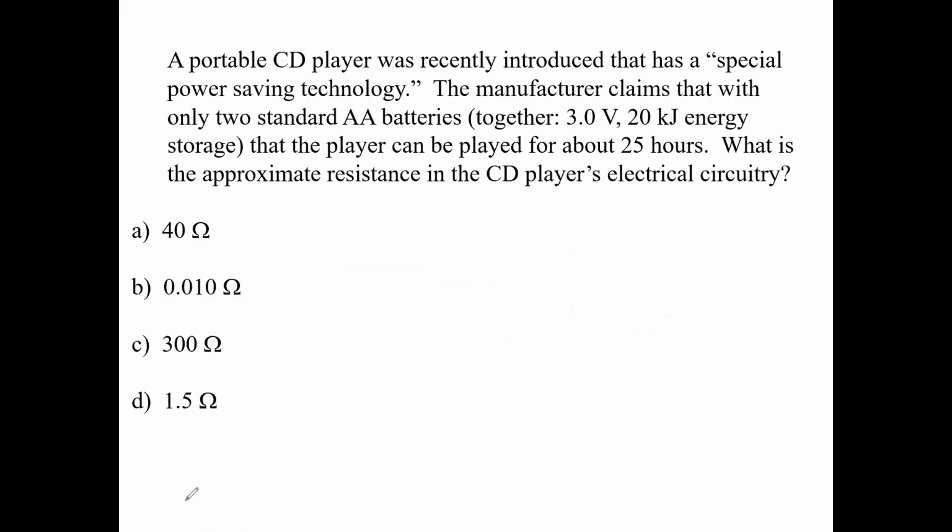Next question. Okay, this one's a little dated. It says we've got a CD player, and this CD player has some special power saving technology. Well, that's great. It says that this CD player is being supplied with voltage from two AA batteries. So the total voltage is 3 volts. And those AA batteries supply 20 kilojoules worth of energy. With that energy, this player can be played for about 25 hours. So based on this information, what's the resistance in the circuitry of the CD player?